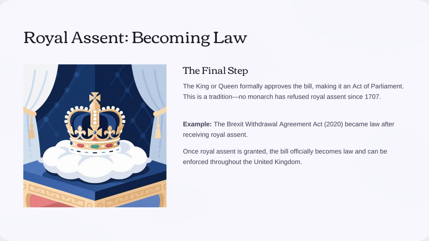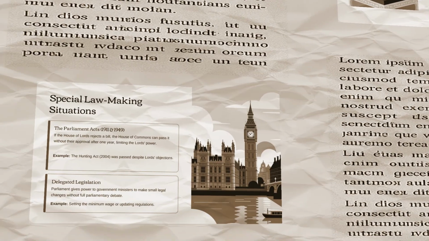Royal Assent, becoming law, the final step. The King or Queen formally approves the bill, making it an Act of Parliament. This is a tradition. No monarch has refused royal assent since 1707. Example. The Brexit Withdrawal Agreement Act 2020 became law after receiving royal assent. Once royal assent is granted, the bill officially becomes law and can be enforced throughout the United Kingdom.